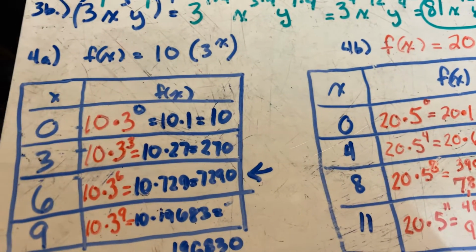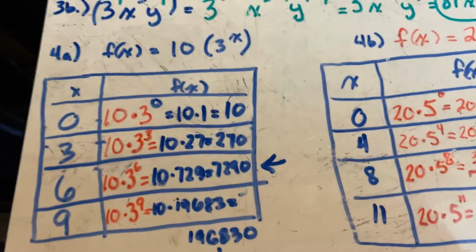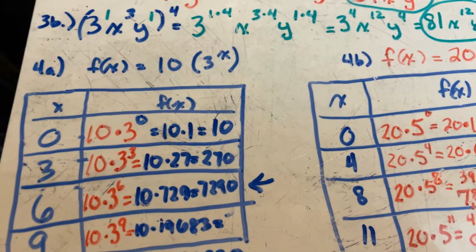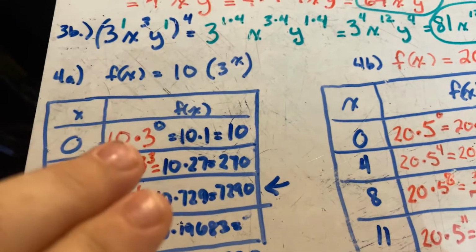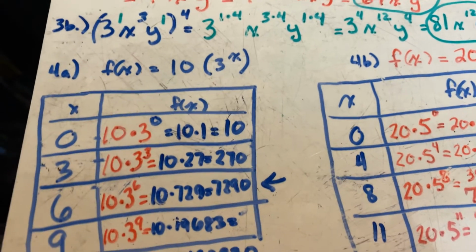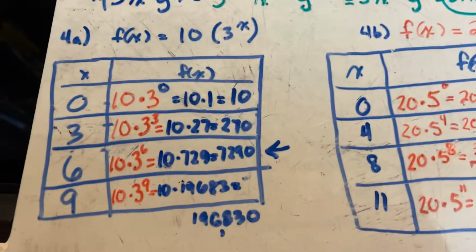So anything to the 0 power is 1. 10 times 1 is 10. 3 to the third power is 27. 3 times 3 is 9. 9 times 3 is 27. Multiply that by 10, you get 270.